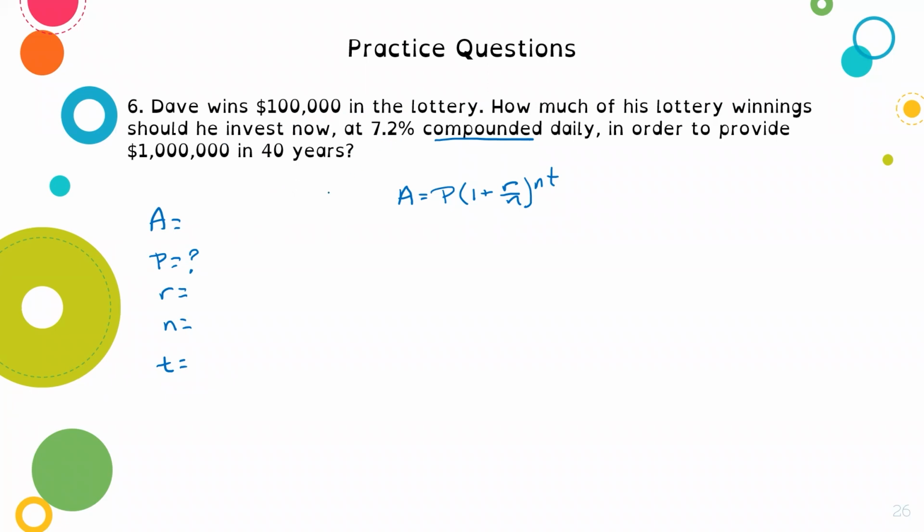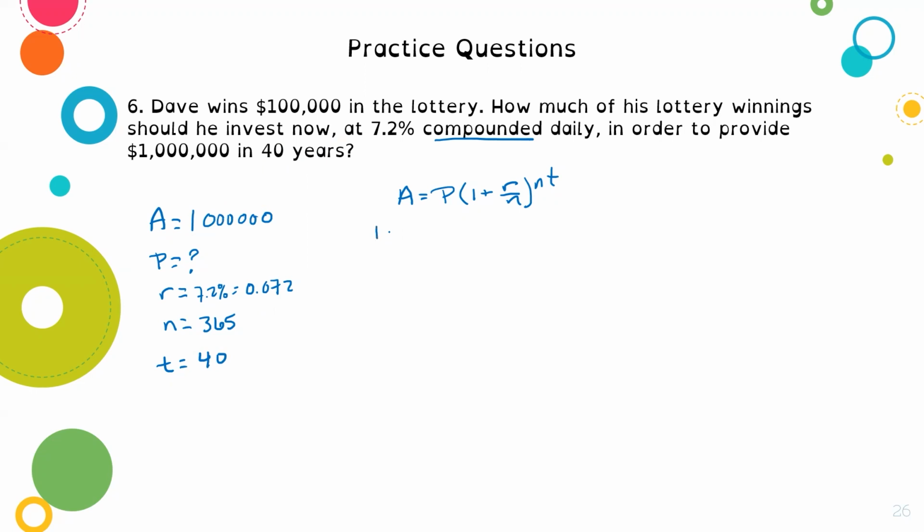And then at 7.2%, our rate is 7.2%, so that's equal to 0.072. Compounded daily, so that means our N is 365. In order to provide $1 million in 40 years, the amount that we want is 1 million and our time is 40 years. Sometimes it's not all laid out in the exact order that we write out our variables, so it's good to figure out a system that keeps your information organized.